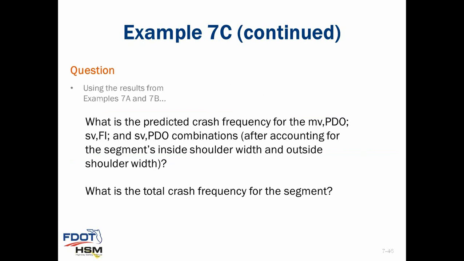Using the same approach as we did in the previous slide, we can now compute the answers to the two questions posed in this slide. The first question is, what is the predicted multiple vehicle PVO crash frequency, single vehicle fatal and injury crash frequency, and single vehicle PVO crash frequency? The second question is, what is the predicted total crash frequency for the segment?